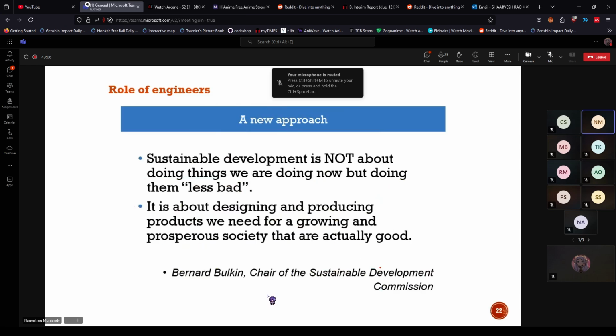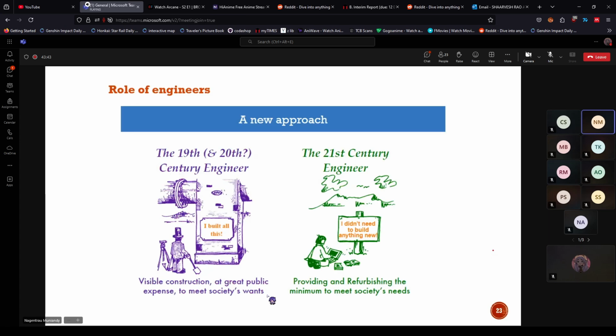And then, what is the new approach that engineers can practice? First of all, we should understand that sustainable development is not doing the things that we are doing now as they are. It should be doing the things we are doing now with less bad, meaning all the negative effects should be reduced or minimized. So for engineers, how can they implement this? Basically in designing and producing products. Let us see this.